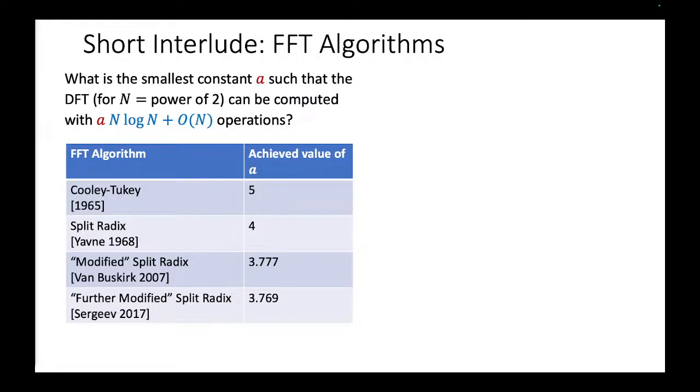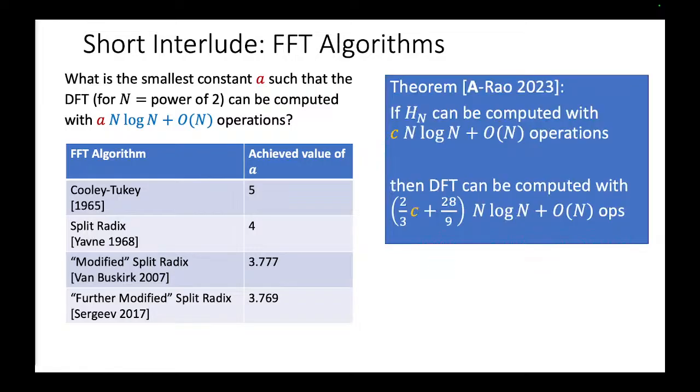And then in 2017, Sergeyev improved this a little bit. He found a way to take the radix ideas of this Van Buskirk algorithm to the limit in some sense and give a slight improvement even more. So in this paper with Kevin Rao, we give a kind of weird partial reduction from some of the parts of these best known FFT algorithms to the Walsh-Hadamard transform. So what we show is this. If you can compute the Walsh-Hadamard transform with a leading constant of C, then you can compute this discrete Fourier transform with a constant 2/3 C plus 28 over 9.